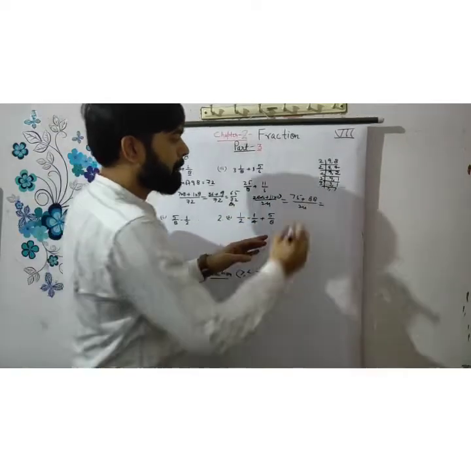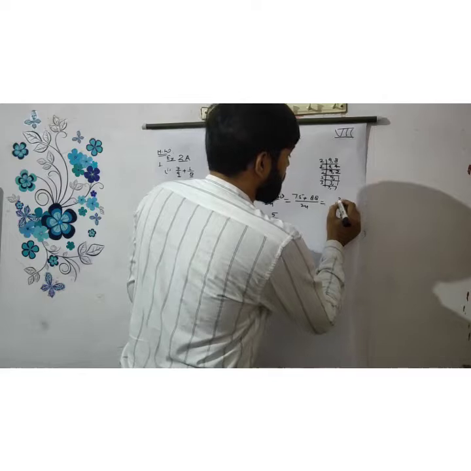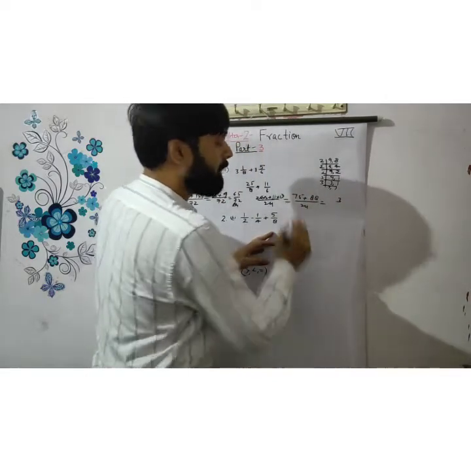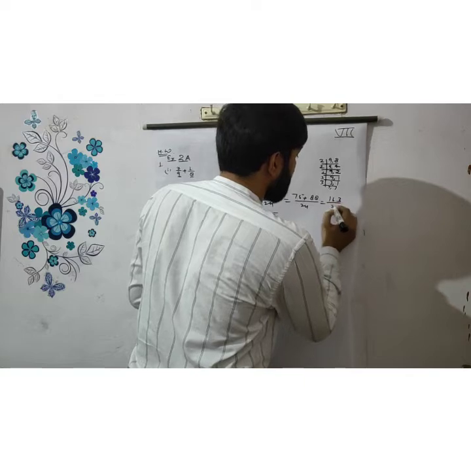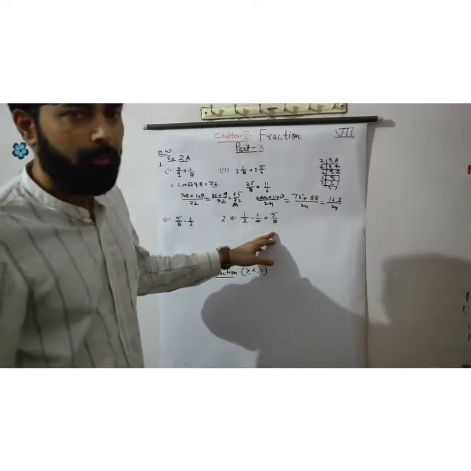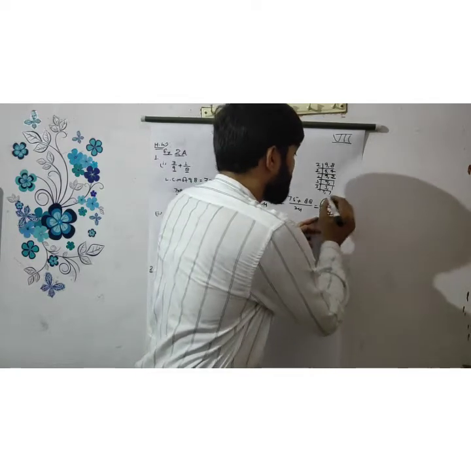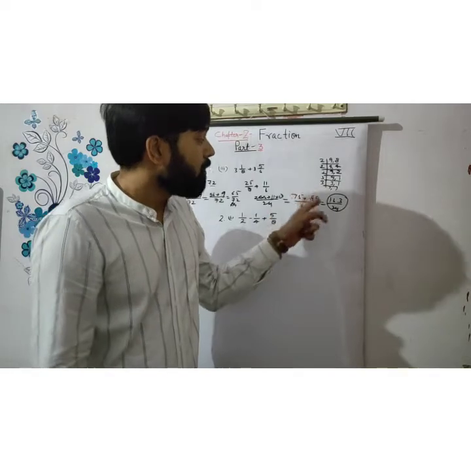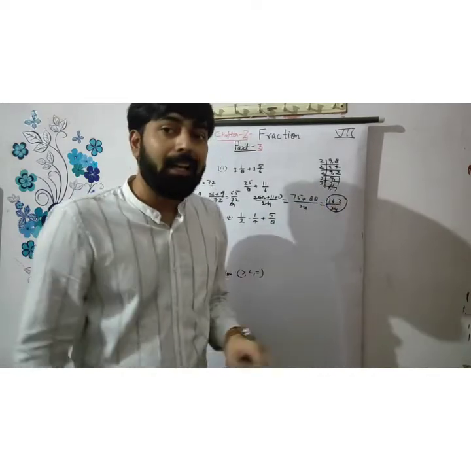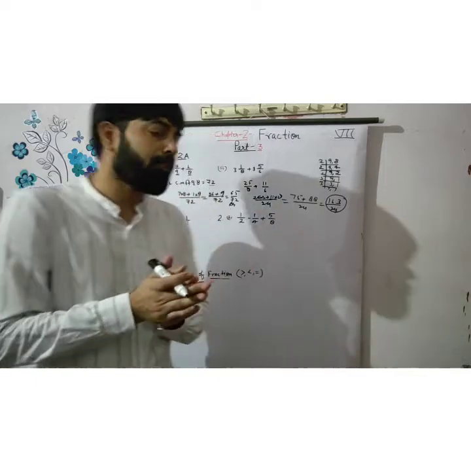Add both numbers. Look, this is an improper fraction, and we can write it in the simplest form. So you write 163 divided by 24, and you can write it in the simplest form.